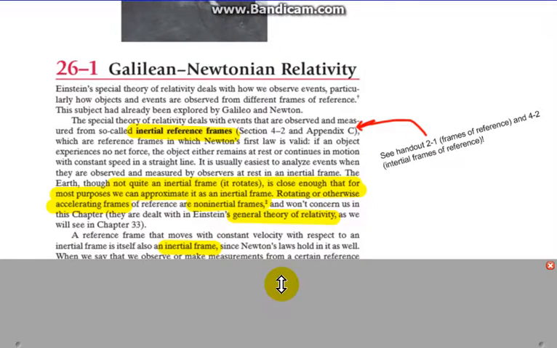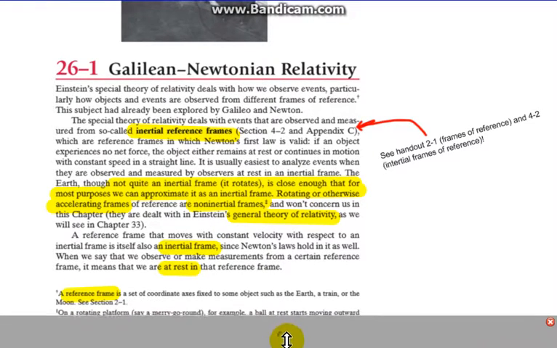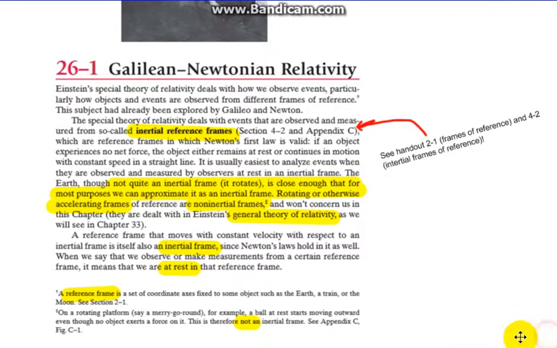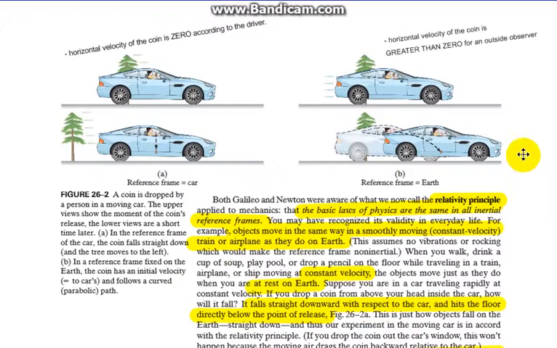We will look at frames that are accelerating when we talk about the general theory of relativity, because that comes into play there. A reference frame that moves with constant velocity with respect to an inertial frame is also an inertial frame, since Newton's laws hold there as well. So an object at rest will stay at rest, and an object in motion will stay in motion with constant velocity. Okay. The next page here.